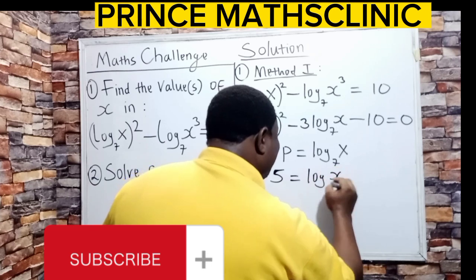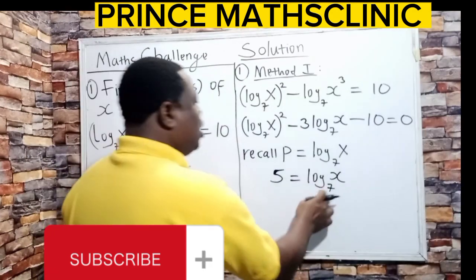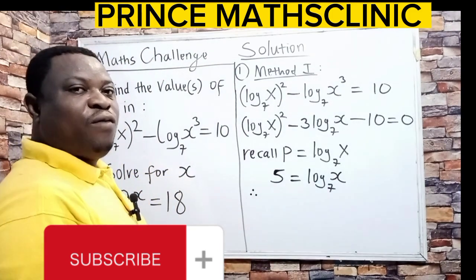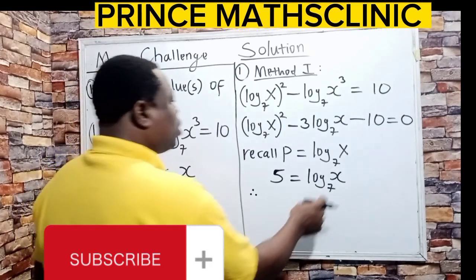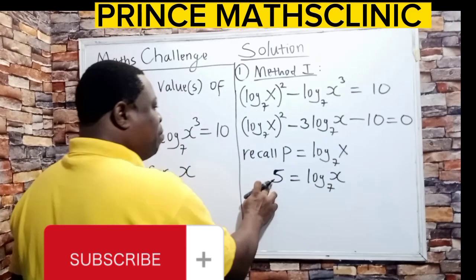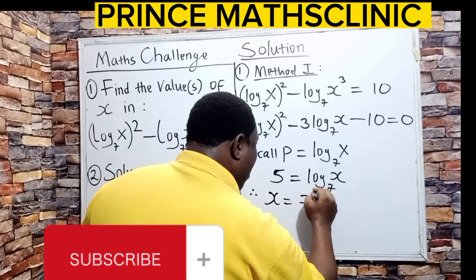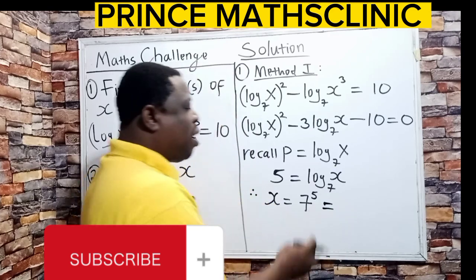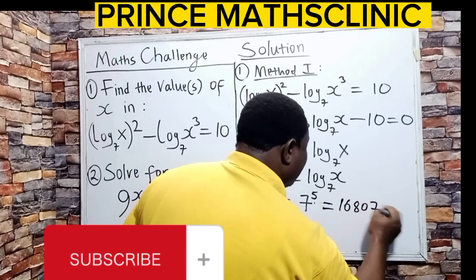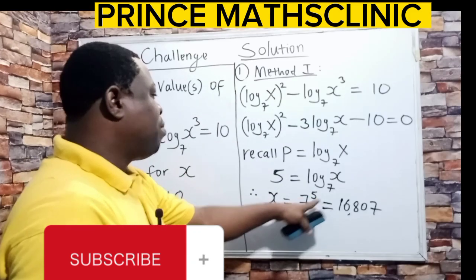5 equals log x base 7. So from here, I want to transform this into indices. This is the way it works. If you are converting to indices, I don't want this base to be here. All I need to do is to say 7 to the power of 5. So my x will become 7 to the power of 5. 7 to the power of 5 is equal to 16,807. That's what that value means, 7 to the power of 5.